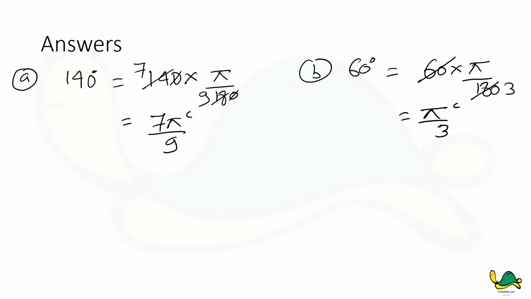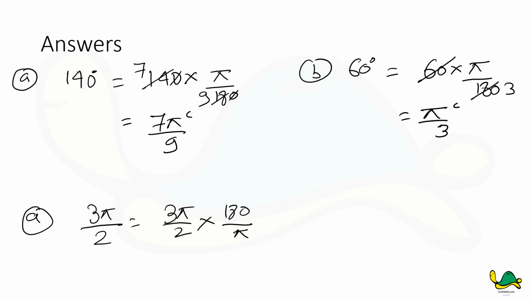Next one, which was for radians to degrees. The part A that we had was 3 pi by 2. So what I will do, 3 pi by 2 times 180 over pi. Pi and pi get cancelled. 180 is divisible by 2, 90 times. So 3 times 90 is 270 degrees.